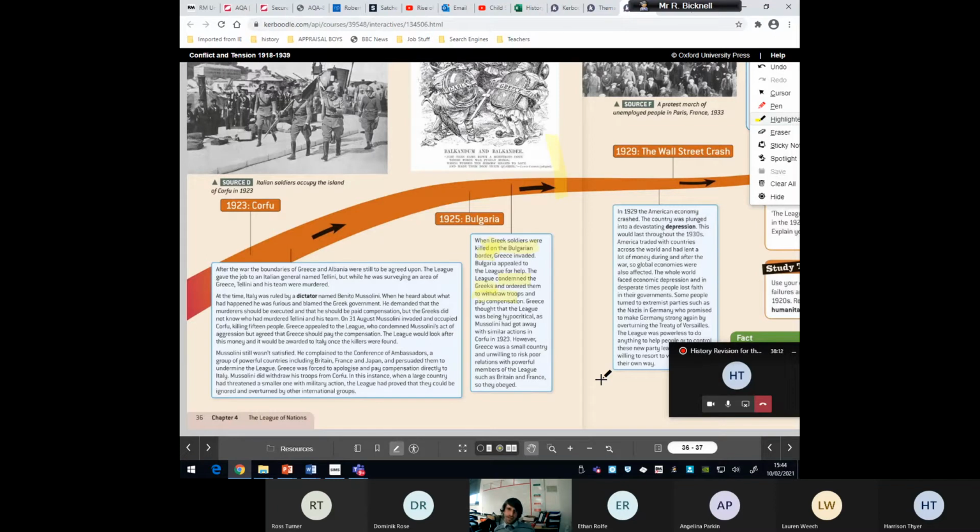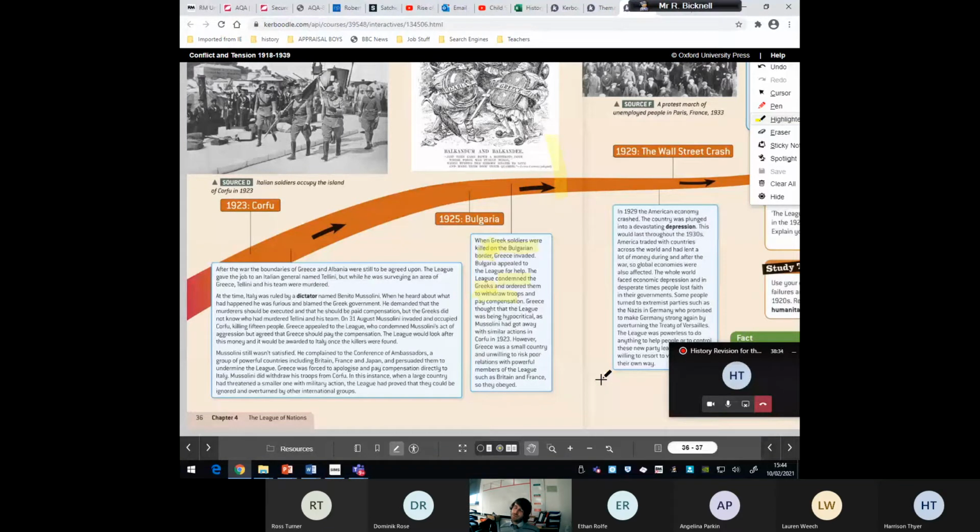Now, Greece could not afford to get on the wrong side of the League. If the League ended up imposing economic sanctions on Greece, that could have crippled them. So in the wake of the threats coming from the League of Nations, Greece was left with no choice but to withdraw from Bulgaria.